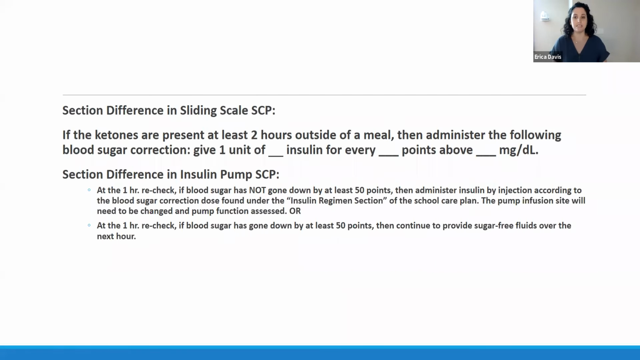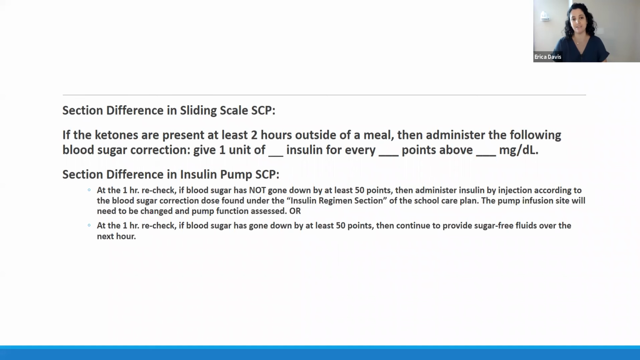So in the sliding scale, most importantly, that one's not going to have a correction dose. In the hyperglycemia management section of the sliding scale school care plan, we're going to give you a correction dose to use. The important thing to know about this dose is the family is not going to know what this means. This is just for your benefit.